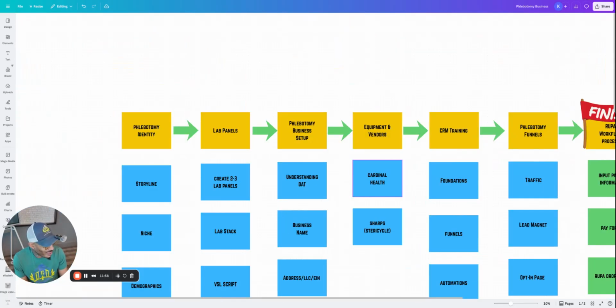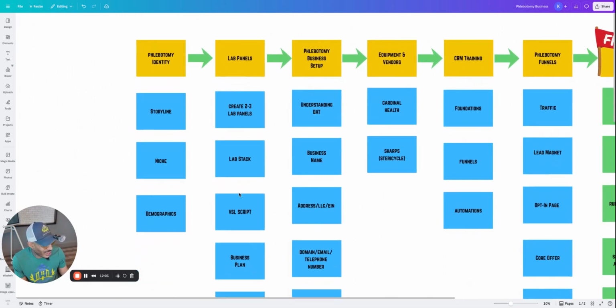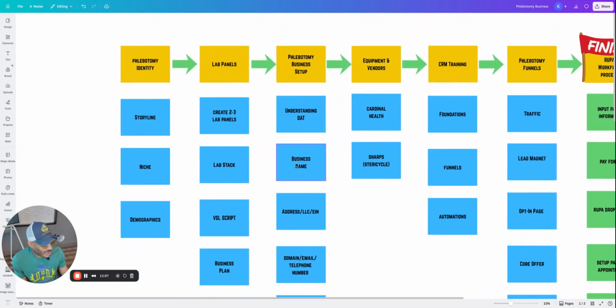Look, we're flying through this, guys, okay? So we just went through this section and this section in like 12 minutes. And now we're about to jump right in here to the phlebotomy business setup, okay?